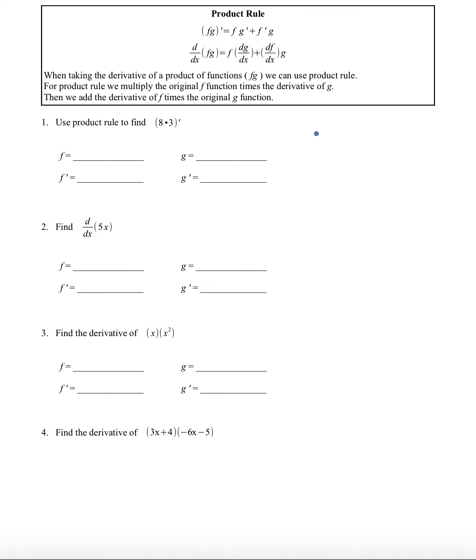It says that if you want the derivative of f times g, then what you need is the derivative of g times the original f plus the derivative of f times the original g.